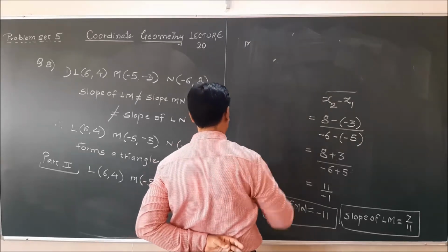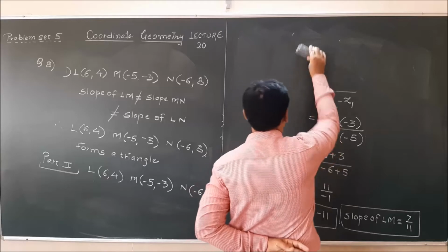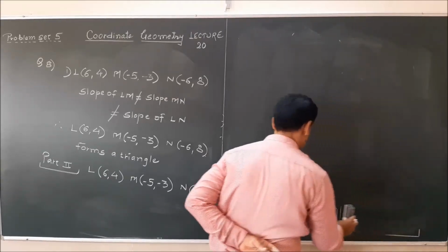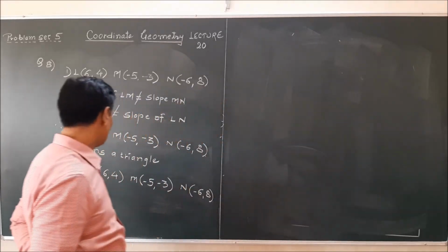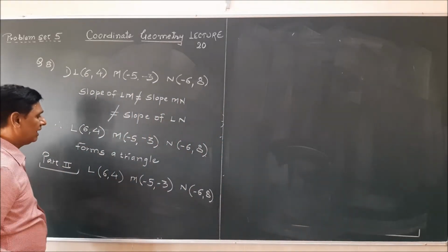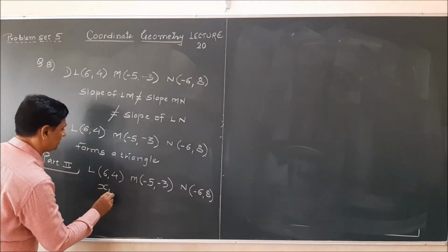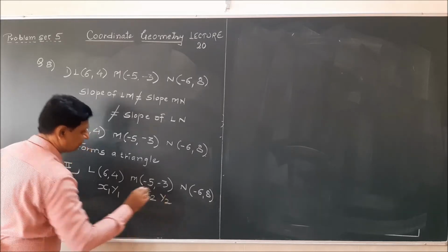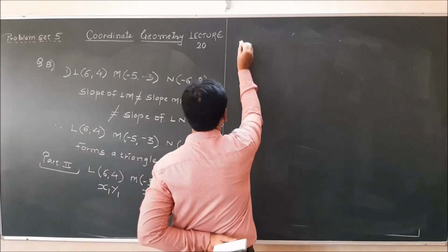This sum is also a very lengthy sum, but surely this will also carry 4 marks. Lots of calculations are there. So by distance formula, for LM, I am going to label it as x1, y1, x2, y2. Fine.